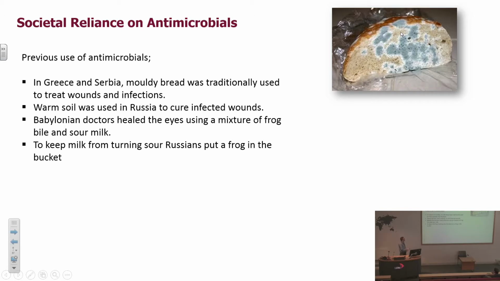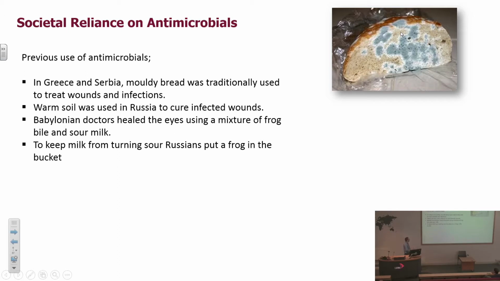Warm soil was used in Russia to cure infected wounds. Again, there's a lot of antibiotic producers in soils. It's the main source of antibiotics that we have today. Babylonian doctors healed the eyes using a mixture of frog bile and sour milk. Sour milk probably contains Lactococcus lactis, which produces many antimicrobials, and also bile salts are slightly antimicrobial in nature as well. So all these legends have a basis in fact.